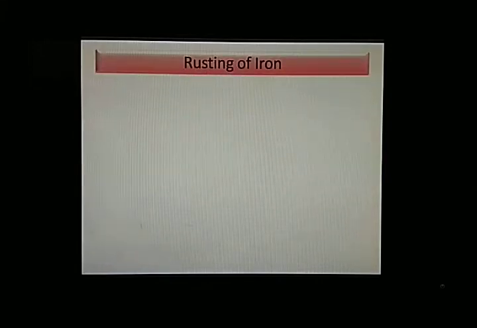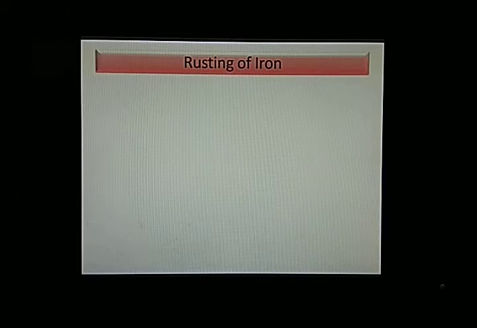Hello everyone. Today we're going to discuss the last two topics of this chapter. So the first topic that we'll be discussing today is rusting of iron. Now we are quite familiar with this phenomenon. We have seen it in our everyday life. So this would not be that difficult to understand. But still we'll be discussing the phenomenon itself.